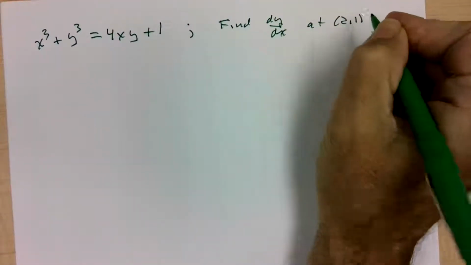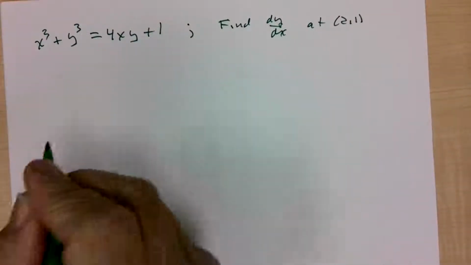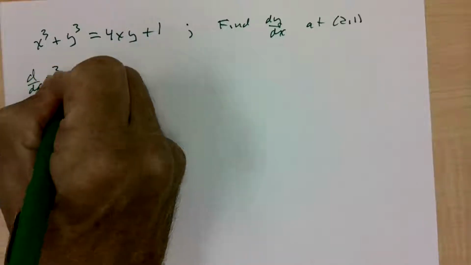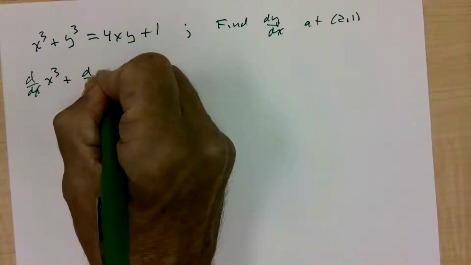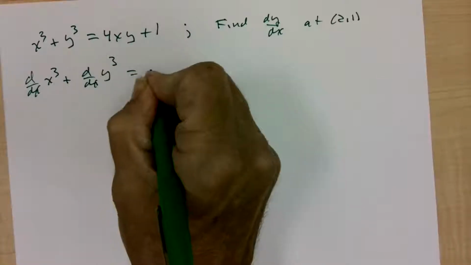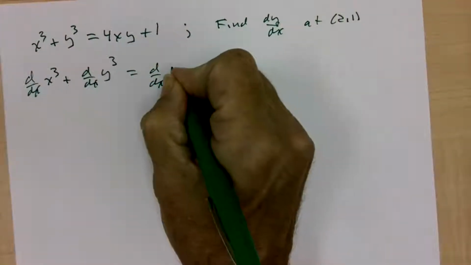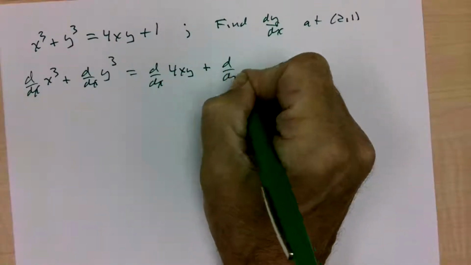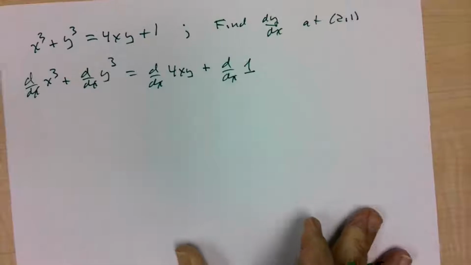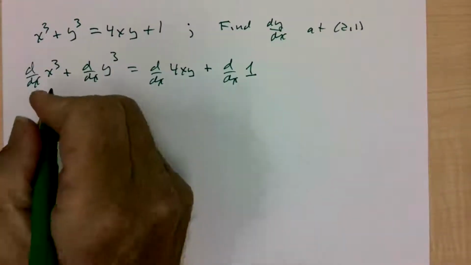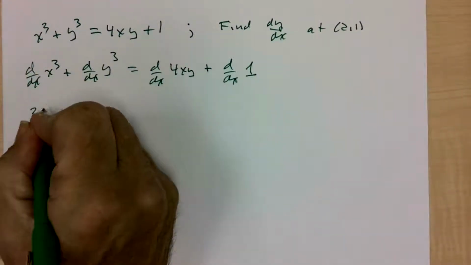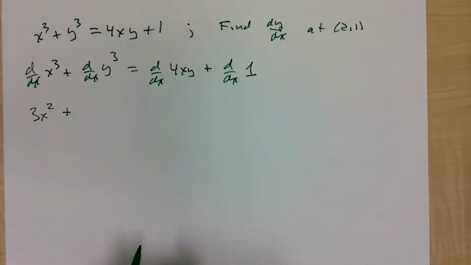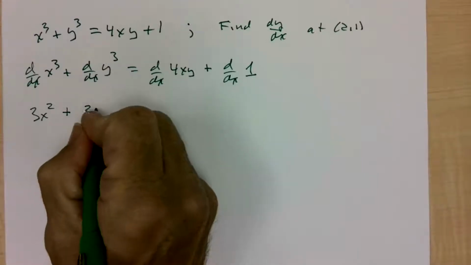We'll do that by taking the derivative with respect to x of all pieces. So the derivative with respect to x of x cubed plus the derivative with respect to x of y cubed equals the derivative with respect to x of 4xy plus the derivative with respect to x of 1. Now, the derivative with respect to x of x cubed is just 3x squared. The derivative with respect to x of y cubed would be 3y squared dy dx.